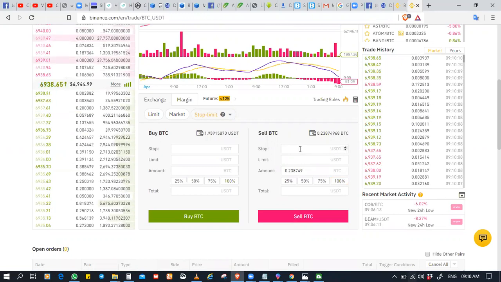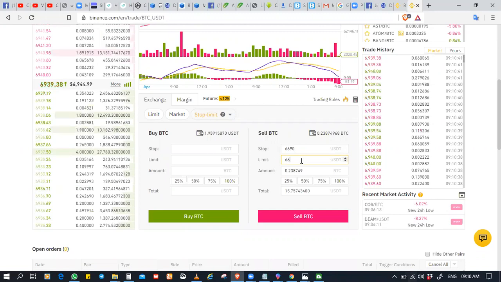The stop loss I want to use is 6690. What am I doing? I'm simply saying that when the price gets to 6690, the market should take me out. And the limit, I'll just repeat 6690. Then I'm going to click on sell. All right, sell. Remember, it is BTC against USDT.